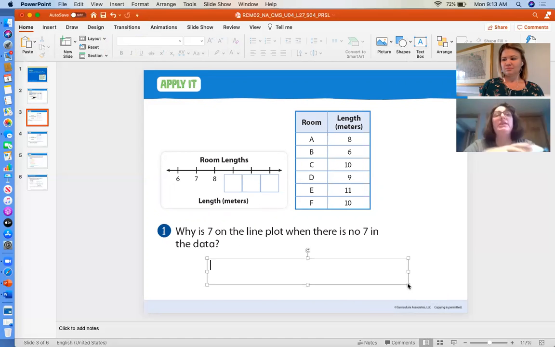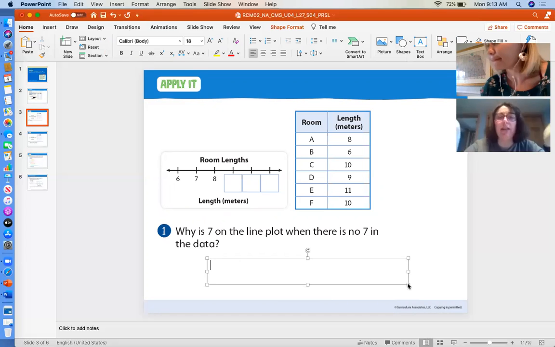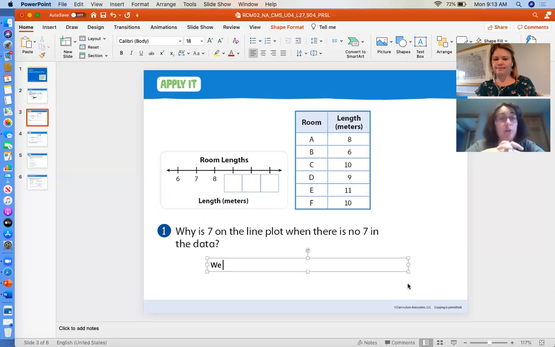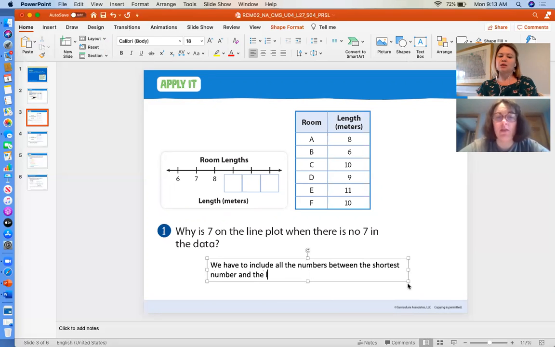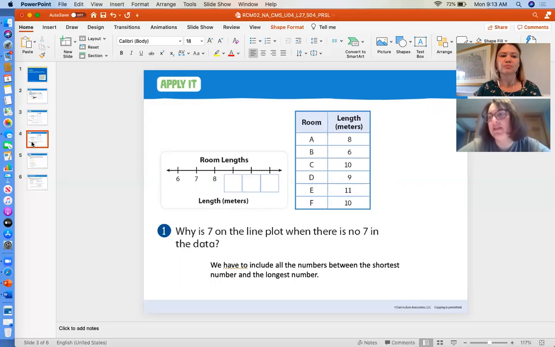It's just like in yesterday's example on the 9. There weren't any 9s, so we didn't put any x's. That's the only thing that's going to be different. We're still going to include it on our line plot, but we do not have to put an x on that number. So we have to include all the numbers between the shortest number and the longest number. Because when you're counting, you don't say 1, 2, 3, 5. You still have to count 4. And that's basically what this is. We're counting on a number line.